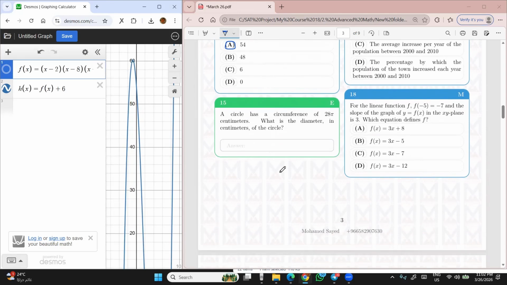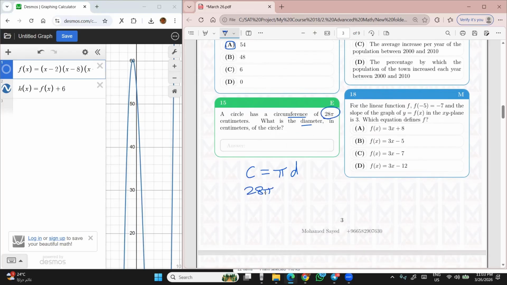Number 15, a circle has a circumference of 28 pi. What is its diameter? We have a relationship between the diameter and the circumference, which says circumference equals pi d. Just remember this. This is very simple. Just write the circumference of 28 pi, and pi d, just keep it pi d. If you just divide by pi on the two sides, you get d equals 28, which is our answer.